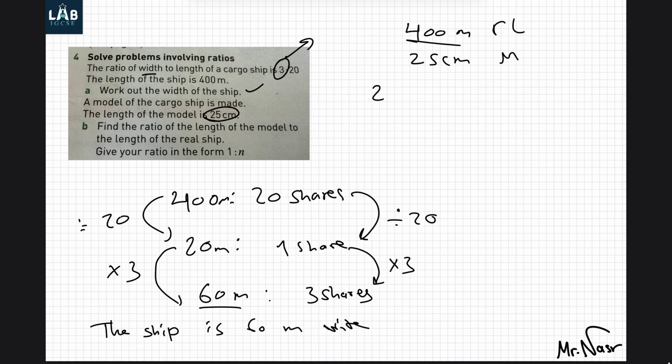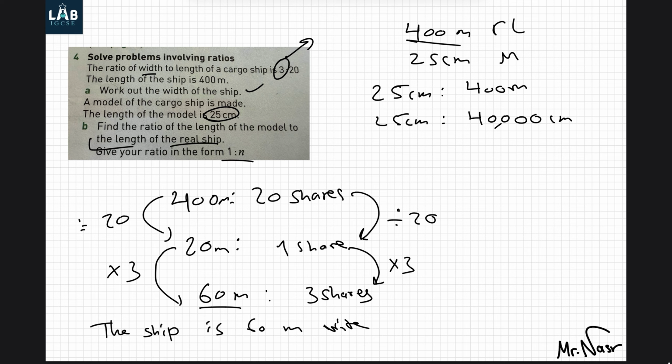So we're going to put 25 centimeters into a ratio with 400 meters. But the problem is that they don't have the same unit of measurement, so I need to convert that. When you change from meters to centimeters, of course, you multiply by 100. So that's going to be 40,000 centimeters, and we have 25 centimeters there. The trick here is to change the 400 meters into centimeters. We need the length of the model to the length of the real ship, in the form of 1 to n.